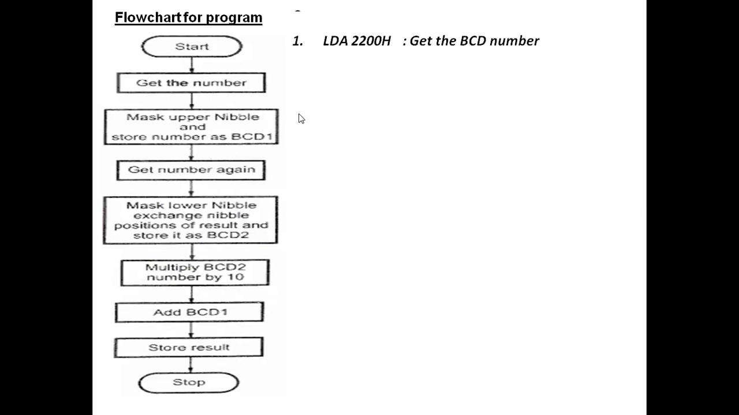First of all, we have to get the number. Suppose the number is available at 2200. So whatever BCD number is available at 2200 will be loaded into the accumulator. The first step to get the number into the accumulator is to use the instruction LDA 2200. So whatever BCD value is present at the 2200 memory location will be loaded in the accumulator.